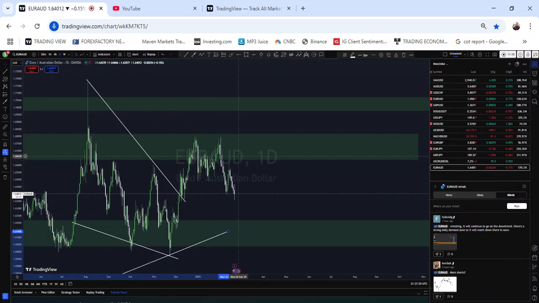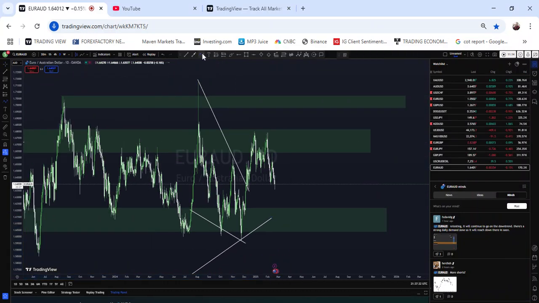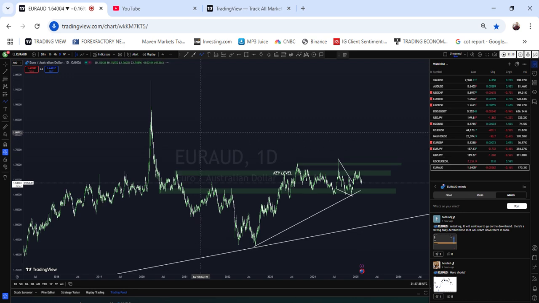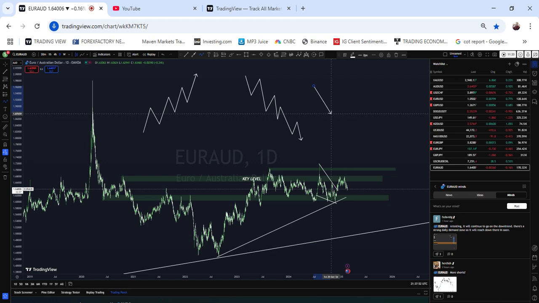An uptrend is known as a bullish trend. A downtrend is known as a bearish trend. Then a sideways trend is known as a ranging trend. So let me just use my drawing tool to identify an uptrend. This is an uptrend. This is a downtrend. So this is a ranging trend or a sideways trend. This is a bullish trend or uptrend. This is a bearish trend or downtrend, and this is a sideways trend.